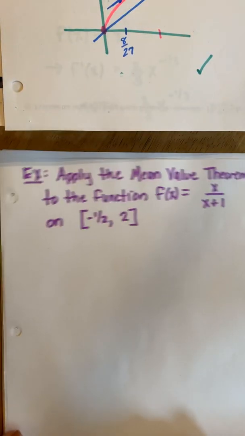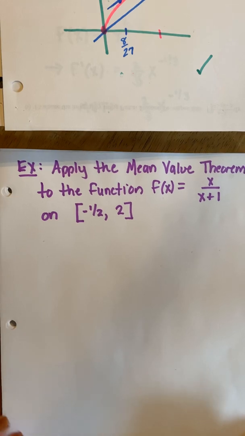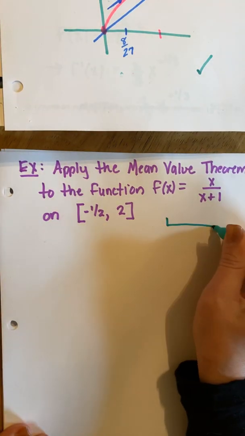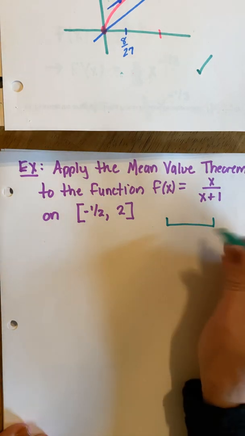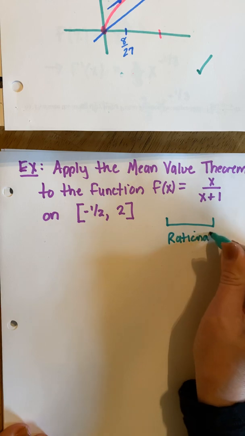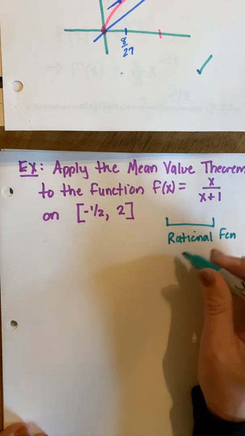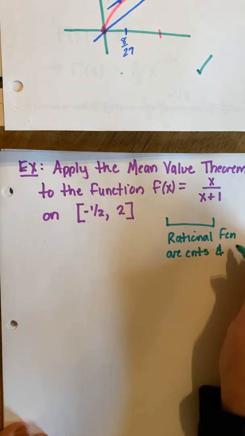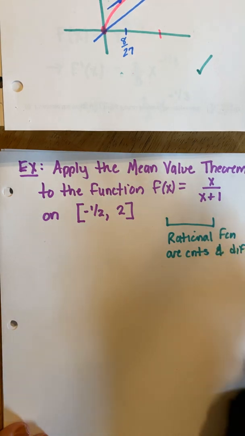Let's apply the mean value theorem to the function f of x equals x over x plus 1 on the interval -1/2 to 2. So rational functions are continuous on their domain and differentiable on their domain. We learned about that back in chapters 2 and 3.